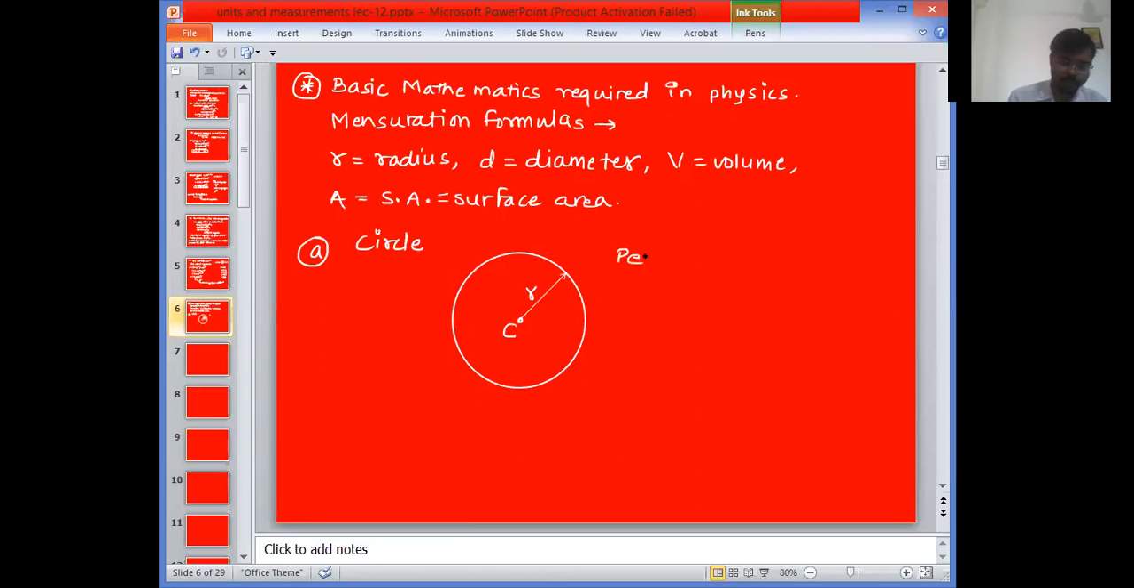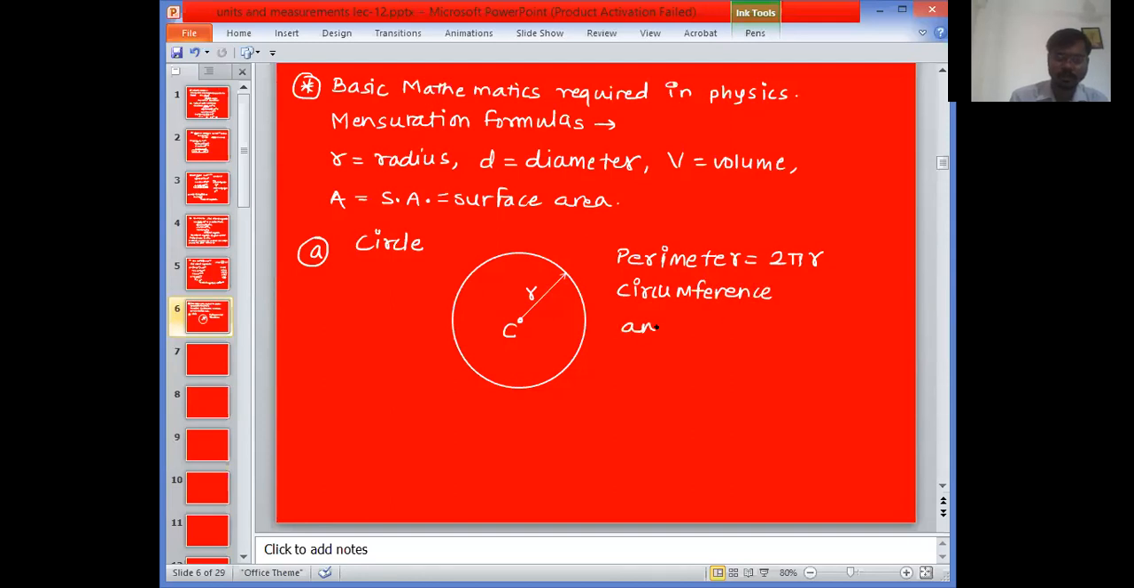The formula for perimeter or circumference. Just keep on writing. I know most of you know these formulae, but do not write those formulae in the chat box. Just keep calm and keep on writing. Perimeter formula is 2 pi r. It is also called circumference.